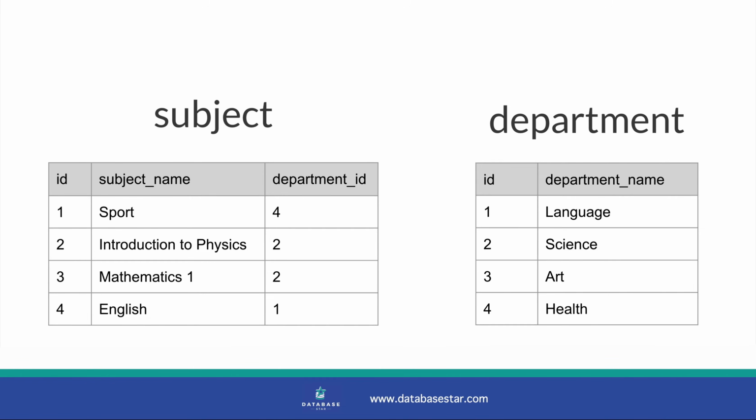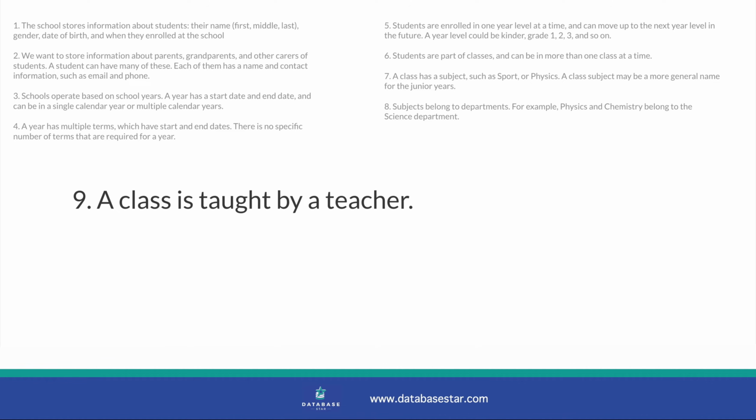Here's what the sample data could look like. We've got a list of departments here with IDs and names. In the subject table, we can see how the departments relate to these subjects. We're over halfway there. This is requirement number 9 of 16.